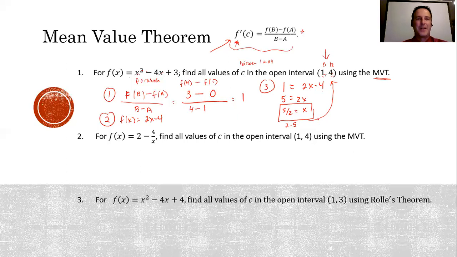Someone in an hour said, is it always exactly in between the two? And it's not. It just happened to be in this case. So 2.5 is your answer.